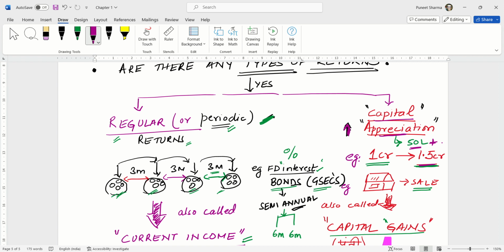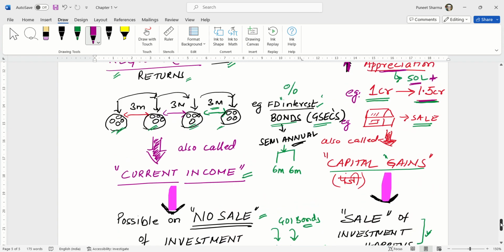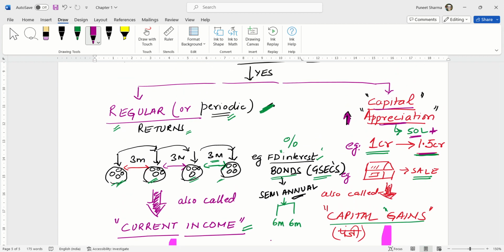Capital appreciation and regular returns are also called by different names. Let's look at that. Regular or periodic income returns are called current income. Current means अभी की income क्या है. And capital appreciation is also called capital gains. The word capital is the same. Instead of appreciation, the word is gain. Gain means मुनाफा. मेरे मूलधन में क्या मुनाफा हुआ? So we can use the word capital gains interchangeably with capital appreciation. Instead of regular or periodic returns, we can use the word current income. So don't get confused.